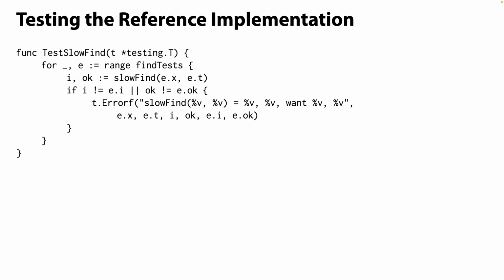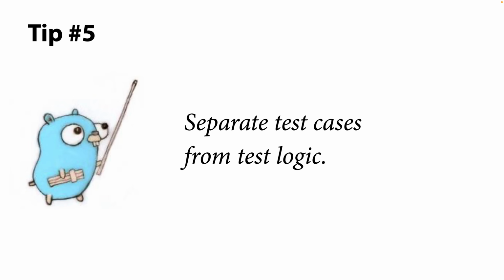Now, if the exhaustive test fails, that means find and slowFind disagree. So at least one is buggy, but we don't know which one. It helps to add a direct test of slowFind, and that's easy since we already have a table of test data. This is another benefit of table-driven tests. The tables can be used to test more than one implementation. So tip number 5, separate test cases from test logic. In a table-driven test, the cases are in the table, and the loop that processes them is the test logic. As we just saw, separating those lets you use the same test cases in multiple contexts.